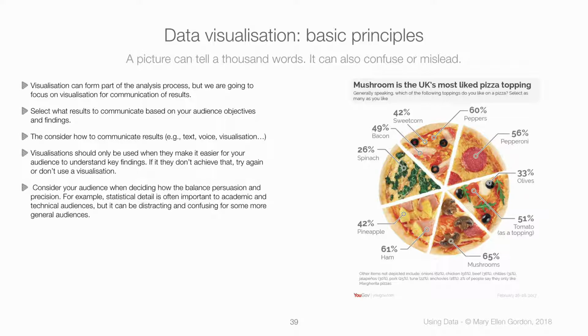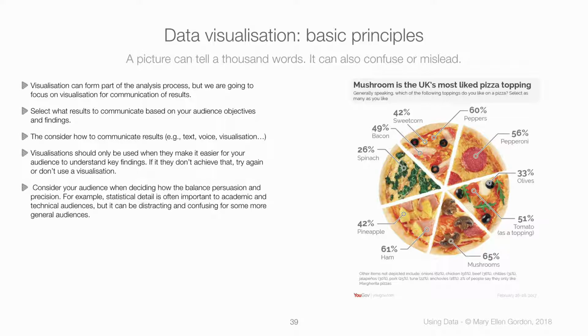And then we want to consider too how best to communicate the results. A visualization will be the right way in many cases, but in other cases there might be a better way. Maybe for our particular purposes it's better to do it verbally or with text rather than a picture or a chart. So think carefully about those things. We should only be using a visualization if it makes our findings easier for the audience to understand. So in the pizza example, it actually makes things more confusing. A list would be a much simpler way to find out what are the UK's most liked pizza toppings. So we should only be using a chart or a graph when it's making it easier rather than harder for the audience to understand.